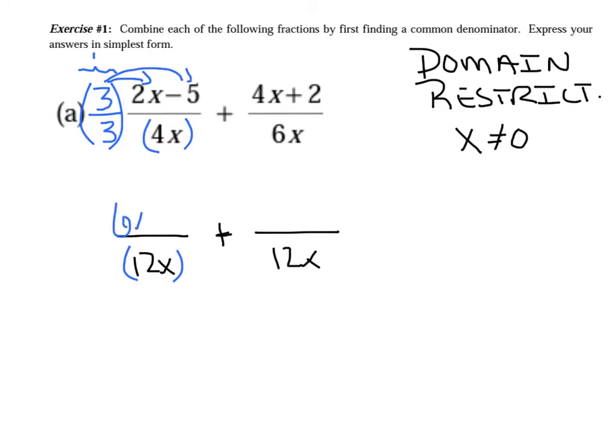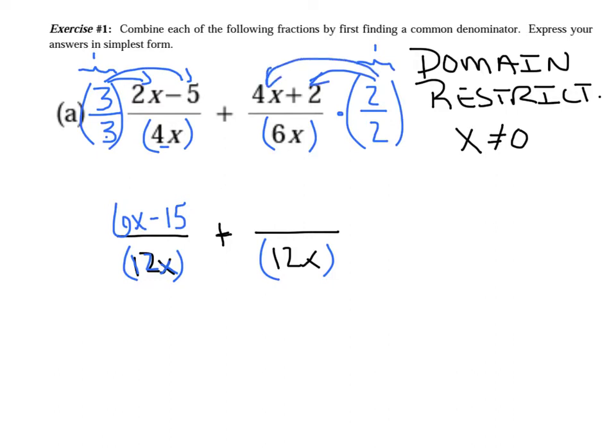Now, go ahead and distribute your 3 through the numerator, and you're going to end up with 6x minus 15. And of course, 3 times 4x on the bottom gave me the 12x that I was shooting for. All right, on the second one, how am I going to create a 12x from a 6x? Well, we're going to multiply by 2 over 2. Again, we're multiplying by a value of what? 1. So I distribute the 2 here to both terms, and I'm getting 8x plus 4, and of course on the bottom, the 2 times the 6x gave me the 12x I was shooting for.